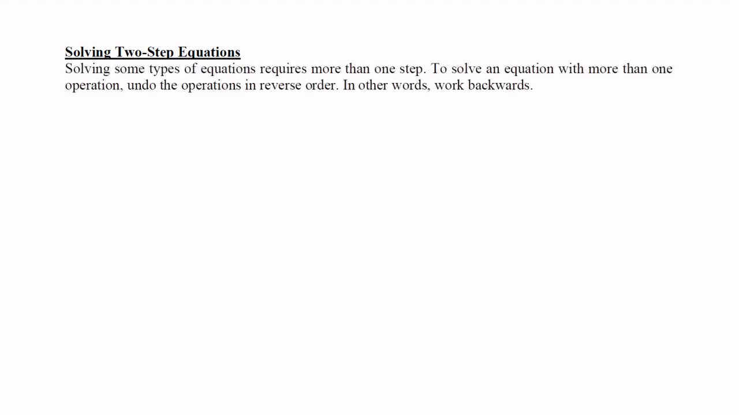Now let's talk about solving two-step equations. All the equations we've dealt with up to this point are considered one-step equations. It takes only one step to come to the solution. Solving some types of equations requires more than one step. To solve an equation with more than one operation, undo the operations in reverse order. In other words, work backwards. So to solve each equation here, we're going to have to utilize two steps.